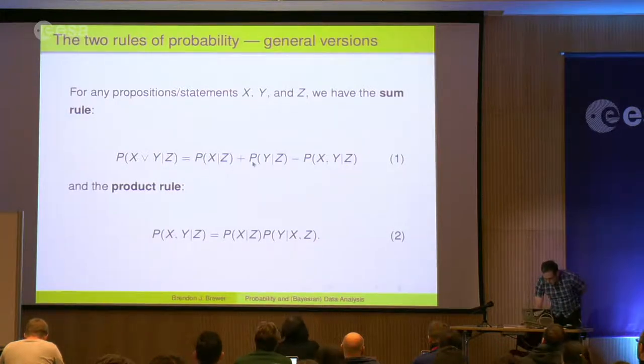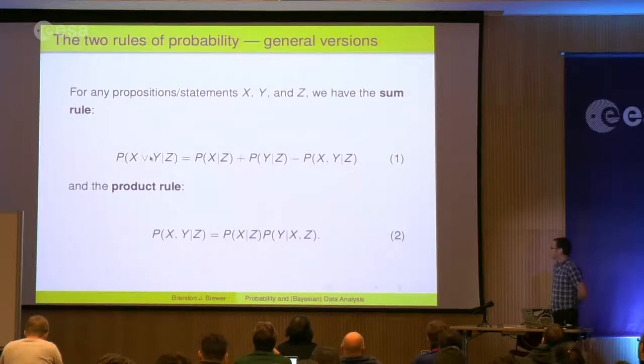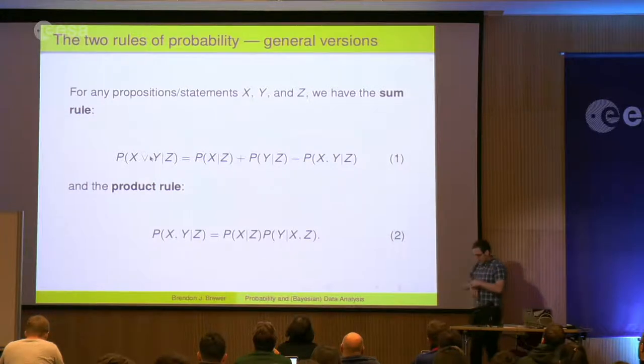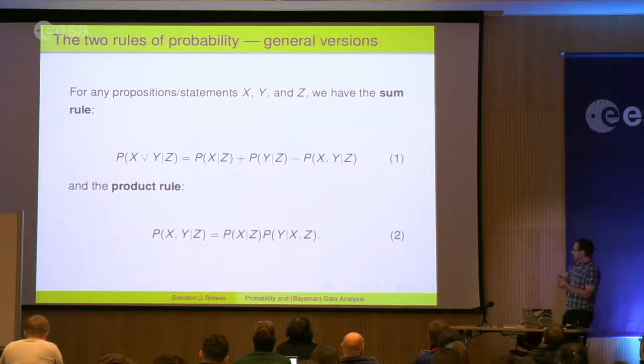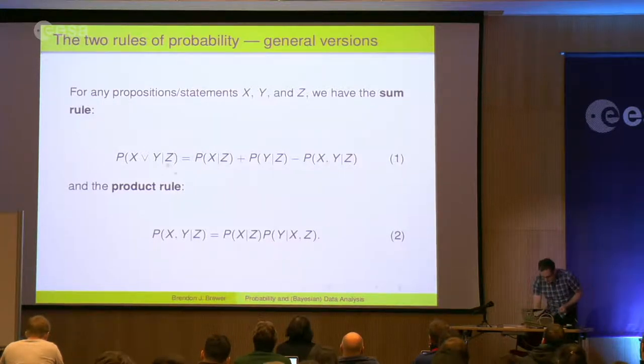Its most common use is to get the probability of propositions that are defined using logical OR. If some value, say X, might be 1, 2, or 3, then the probability that it's 1 will be some number. The probability it's 1 or 2, you'll get by adding in extra probability. So that's usually what the sum rule is for. We've also got the product rule.